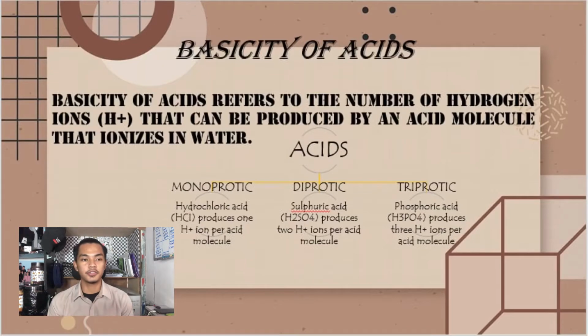Alright, now we proceed to the basicity of acids. Basicity of acids refers to the number of hydrogen ions that can be produced by an acid molecule that ionizes in water. For monoprotic acid, we have hydrochloric acid, which produces only one hydrogen ion per acid molecule. For diprotic acid, we have sulfuric acid. It produces 2 hydrogen ions per acid molecule. And the last one is triprotic acid. We have phosphoric acid that produces 3 hydrogen ions per acid molecule.